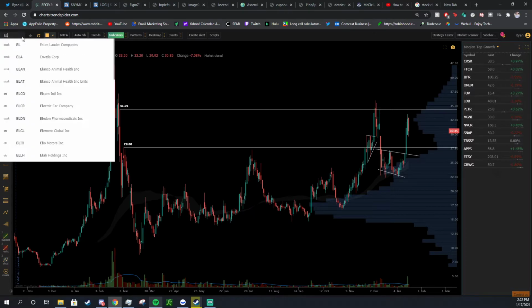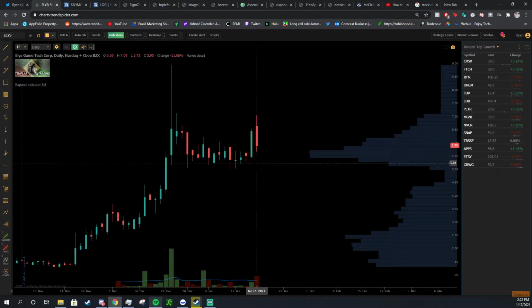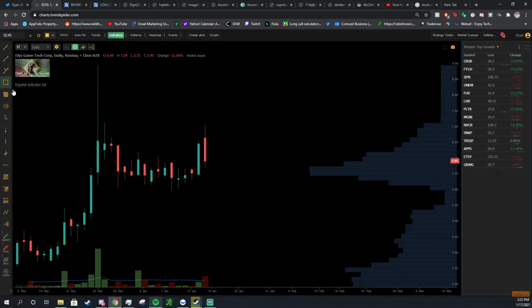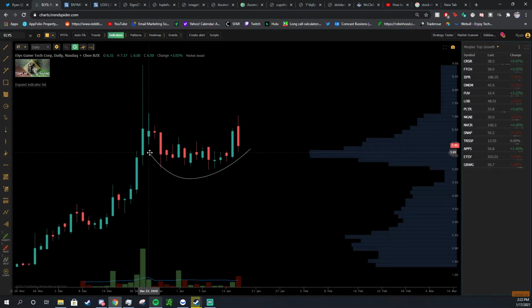ELYS. I kind of like this. Let's take a look here. This kind of looks like DGLY and all those, right? We're getting a little rounded bottom, that J-Lo booty bottom. Then we can edit this a little bit, make it look cleaner. Maybe we'll go up to that candle. Yeah, I like this.